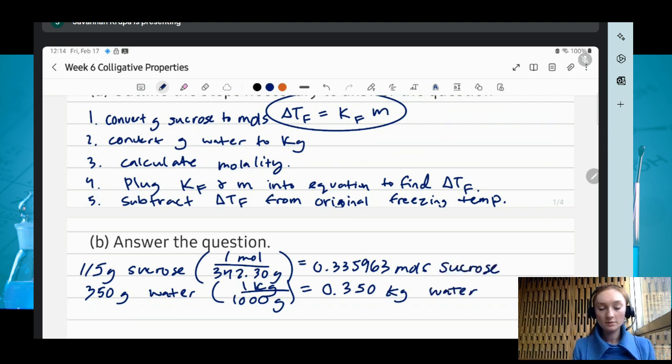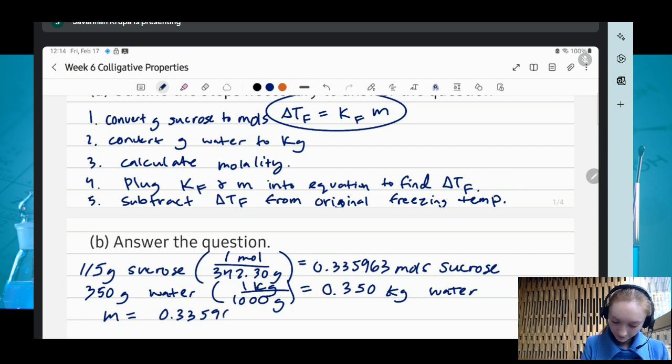Now we have to calculate the molality in step 3. So the molality, m, will equal the moles of the solute, which is sucrose, 0.335963 was what we just got, divided by the kilograms of the solvent, which was 0.350 kilograms. And so that will give us a molality of 0.95989.